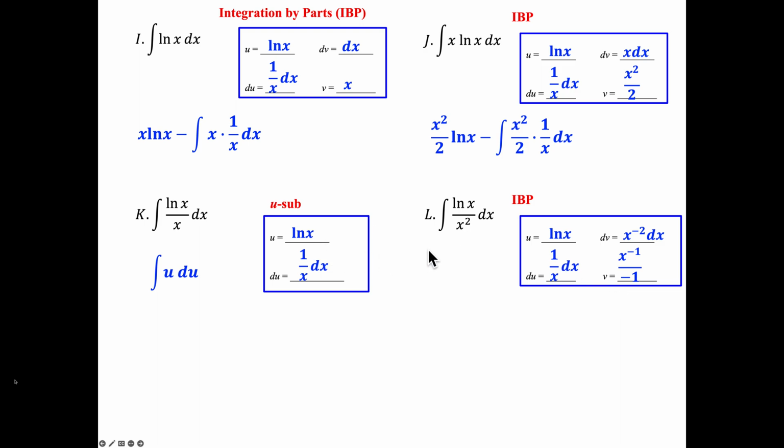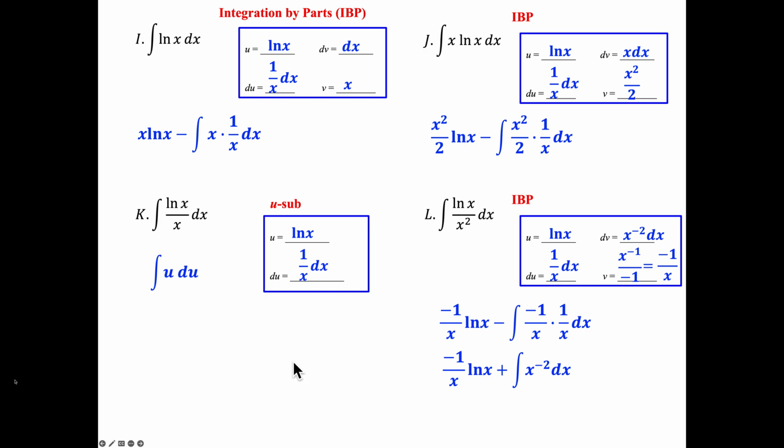So plug it into our integration by parts. So we can simplify this, if you wish, to negative 1 over x when we do our substituting. So u times v, negative 1 over x times natural log of x minus the integral negative 1 over x times 1 over x dx, my du. Factor the negative out to the front, make this a plus. I'll have 1 over x squared, or x to the negative 2 power, and we can integrate that using the power rule.